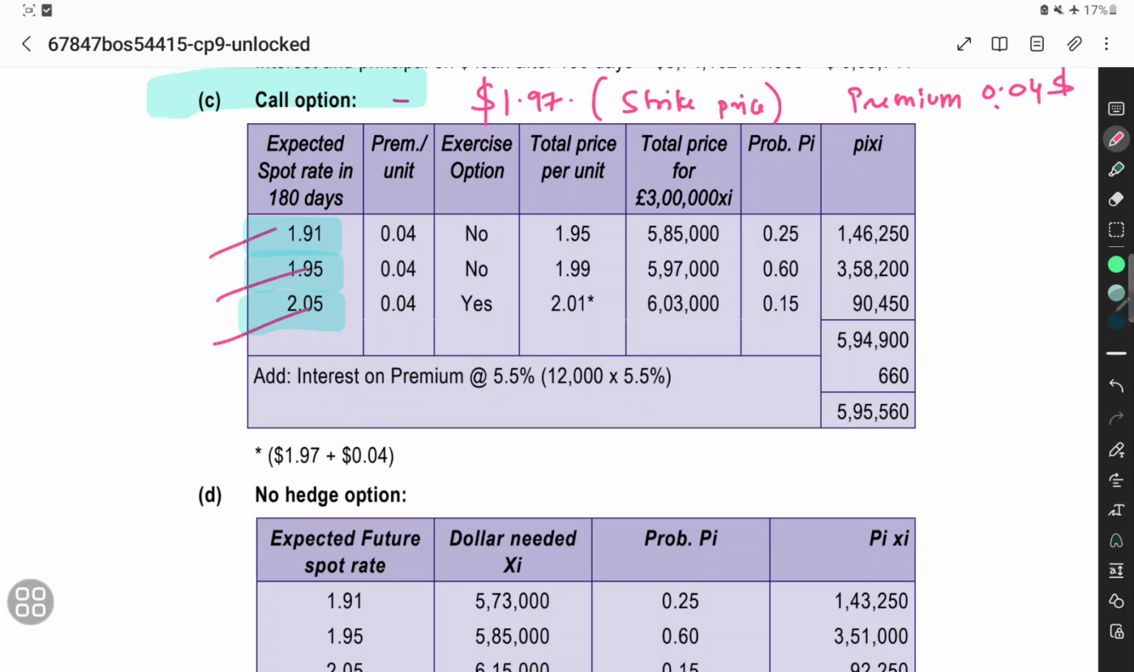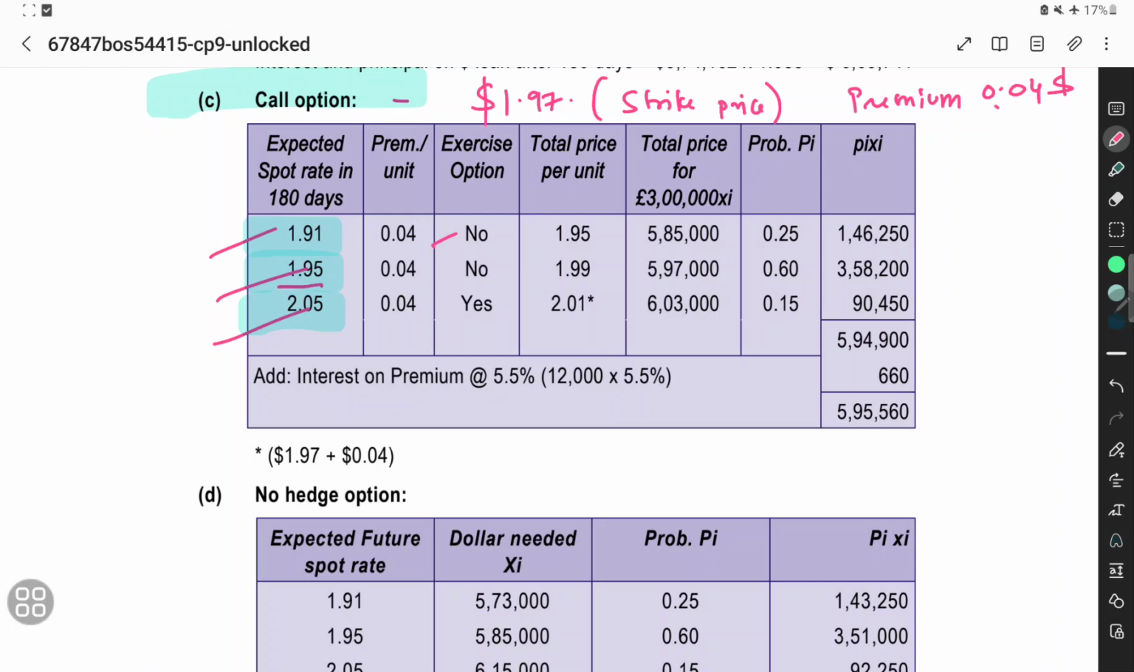Now if the company is expecting that 180 days hence the rate will be 1.91, will you actually exercise the call option at 1.97? No. Why on earth will I do that when I'm clearly expecting that the rate will be less than that? I can get the same amount for less. My expectation is 1.91, so why will I pay 1.97? I will not do that. See, the name itself of this hedging technique is option. The buyer of the option has the right whether to exercise or not, and I'm not going to exercise it.